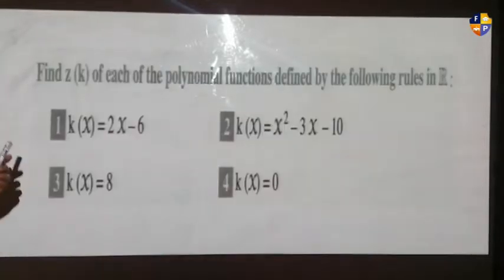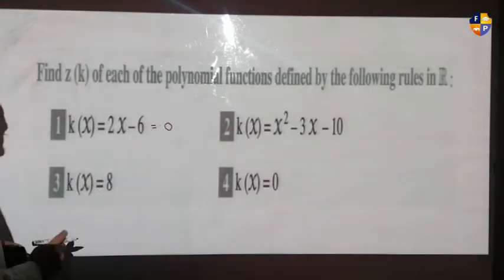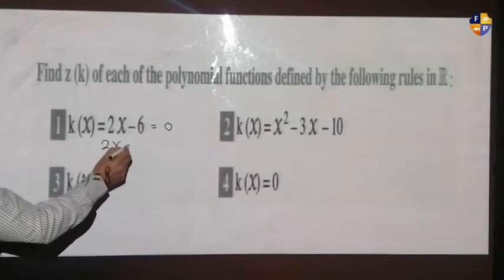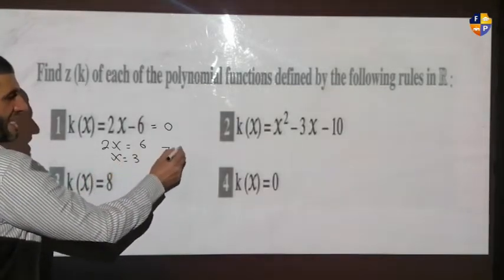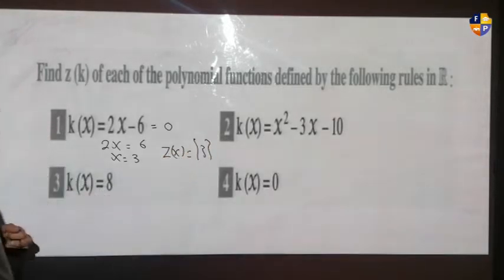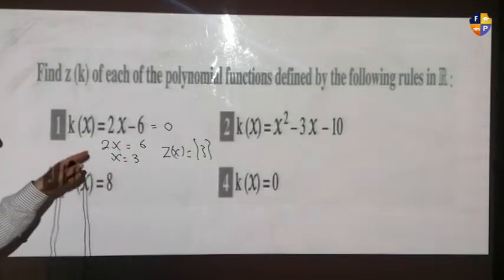Taking example number 1, we find the zeros of each of the polynomial functions defined by the following rules in R. Number 1, k(x) equals 2x minus 6. We can find the value of x when this function equals 0. 2x equals 6, x equals 3. There is zero of the function, z of x equals 3. We can denote that the zeros of the function is the solution set.